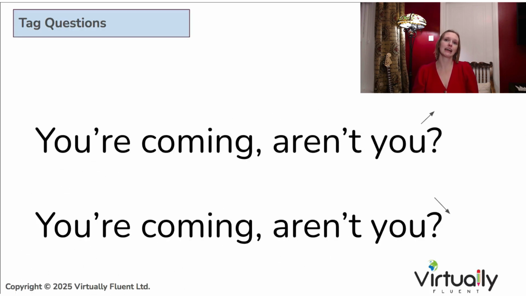So if we start with tag questions, it's important to note that you can use both rising and falling intonation with tag questions. If you're using a rising intonation, then you almost expect an answer from the person. You're unsure, but you expect an answer. For example, you're coming, aren't you? If you use falling intonation, you already expect the answer to be yes. You're sort of not really expecting the person to respond to you. For example, you're coming, aren't you?